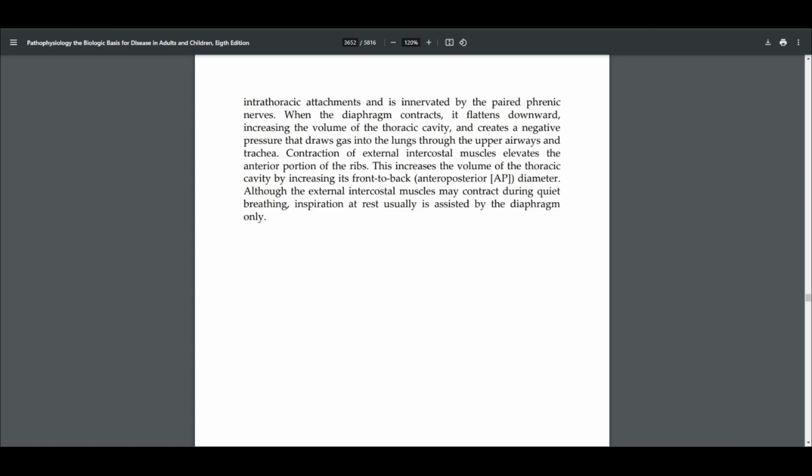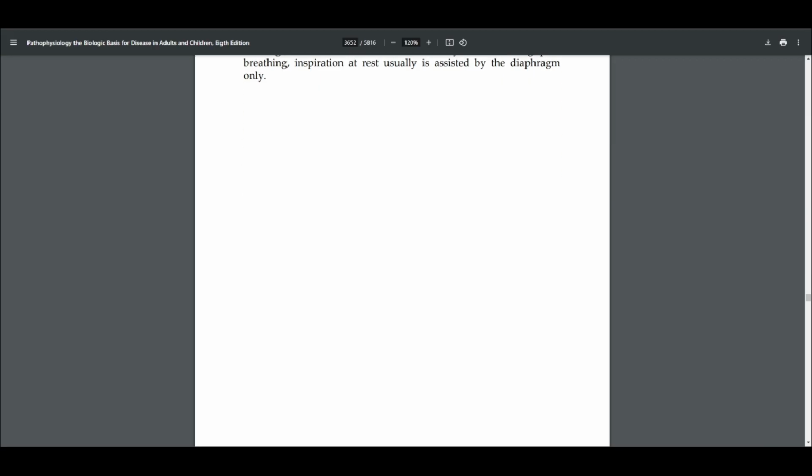When the diaphragm contracts, it flattens downward, increasing the volume of the thoracic cavity, and creates a negative pressure that draws gas into the lungs through the upper airways and trachea. Contraction of the external intercostal muscles elevates the anterior portion of the ribs. This increases the volume of the thoracic cavity by increasing its front to back, or anterior-posterior, diameter. Although the external intercostal muscles may contract during quiet breathing, inspiration at rest usually is assisted by the diaphragm only.